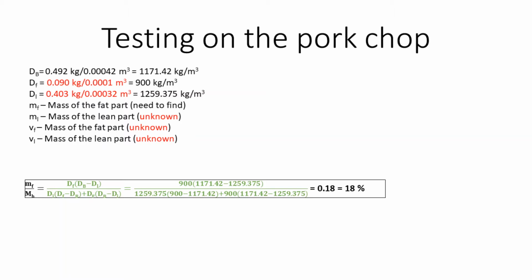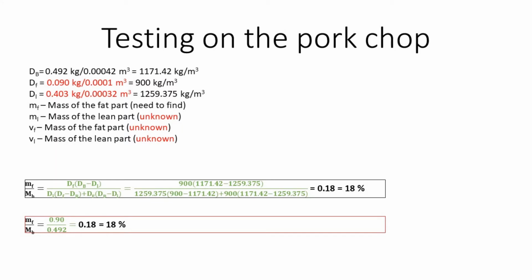We can validate that assumption by simply dividing the mass of the fat part of the pork chop that we actually do know by the total mass of the pork chop. And as we can see, the value is exactly the same, which validates the equation above.